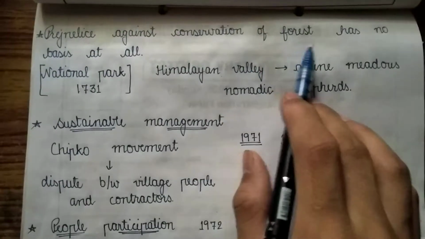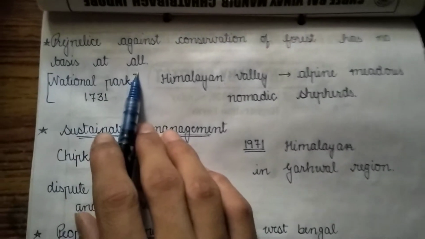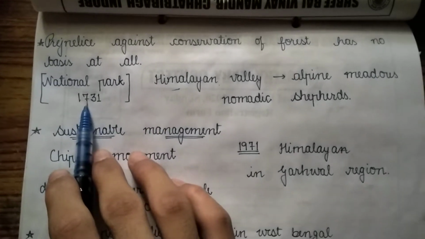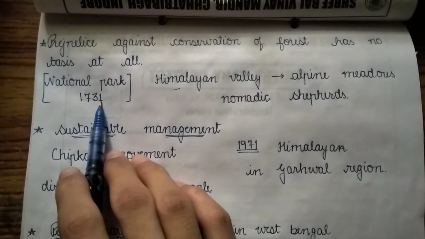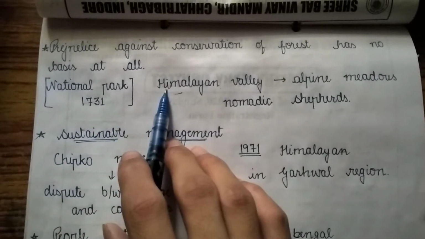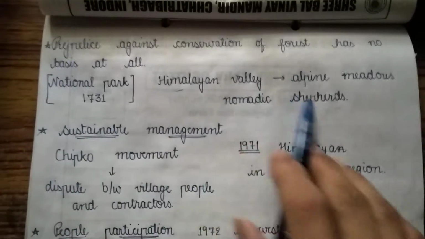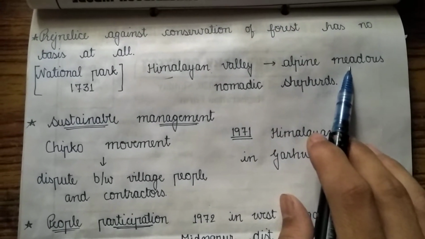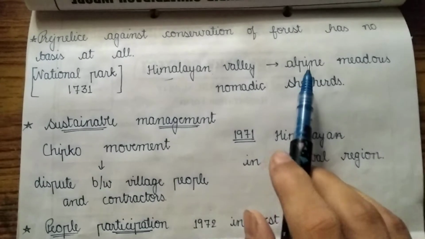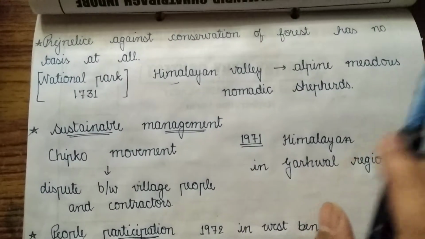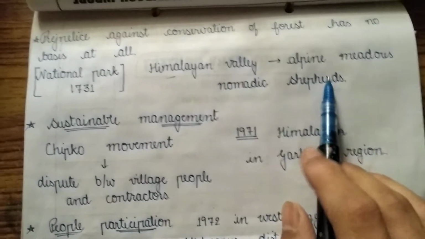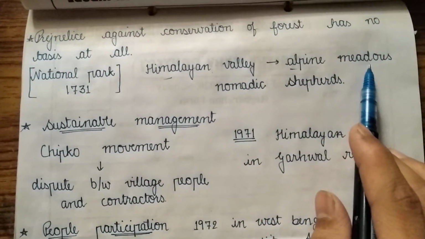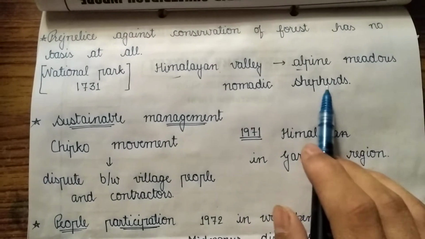Prejudice against conservation of forests has no basis at all. Its best example is the National Park of Himalayan Valley. In 1731, the government banned the shepherds from taking goats to the Himalayan Valley, that is the National Park. The goats used to eat the alpine meadows so that after the rain they grew again. But when the government stopped this, the alpine meadows grew tall and suddenly fell off. Because of this, the species of alpine meadows is now finished and we cannot see it.